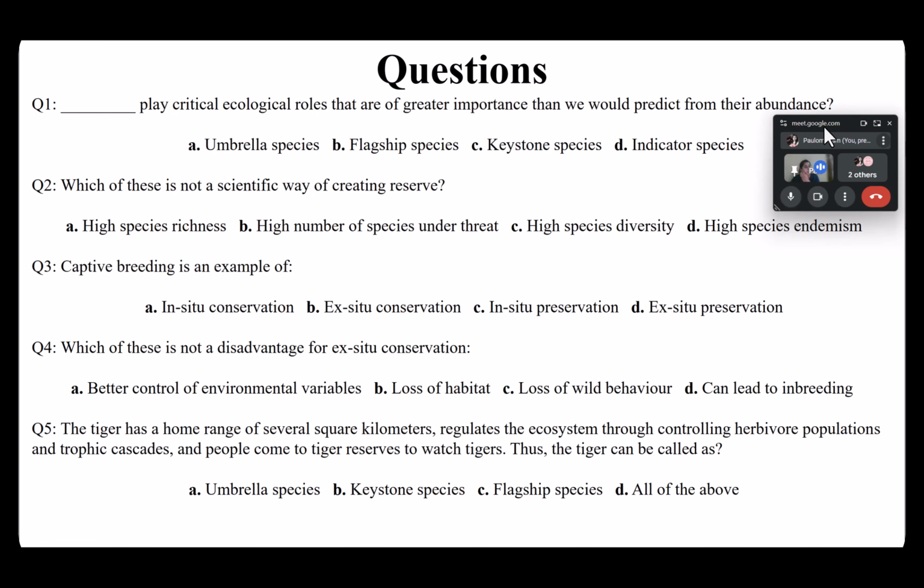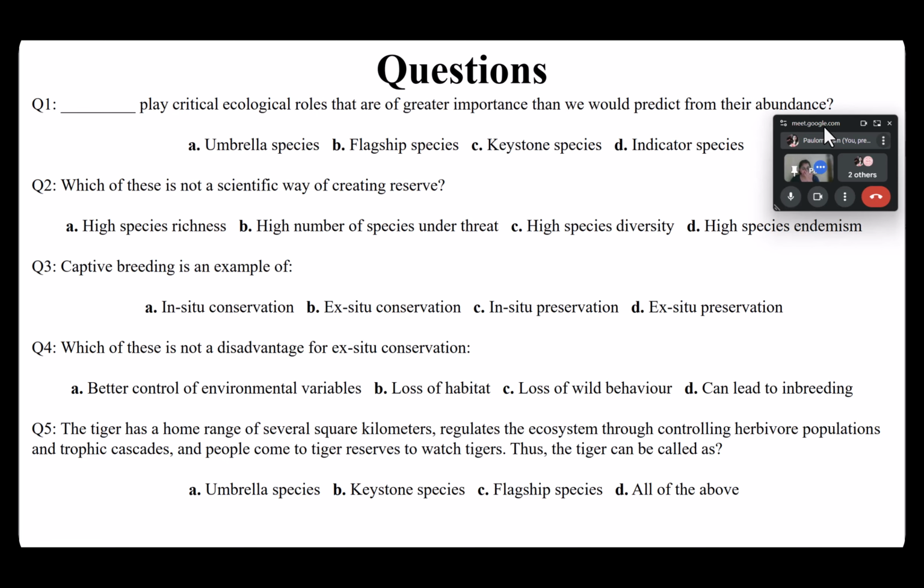So if we are trying to create a biosphere reserve or any of these conservation reserves, what is not the correct way to determine where and how to make the reserve? Next is captive breeding. If I'm saying captive breeding, which kind of method is that? Next is, which of these is not a disadvantage for ex situ? We have discussed the ex situ disadvantages. What do you think is not a disadvantage?